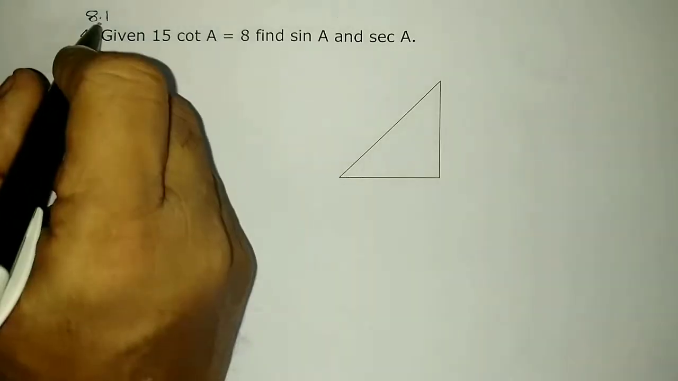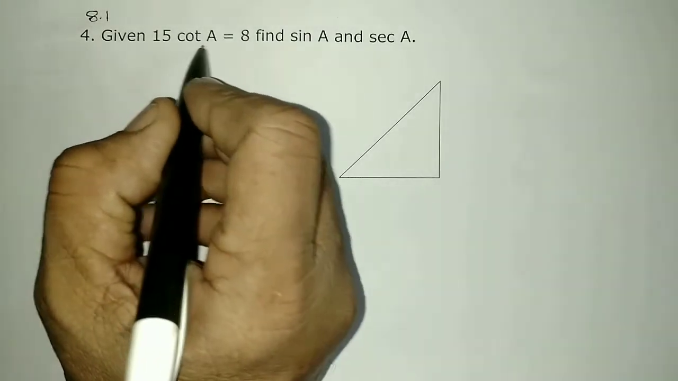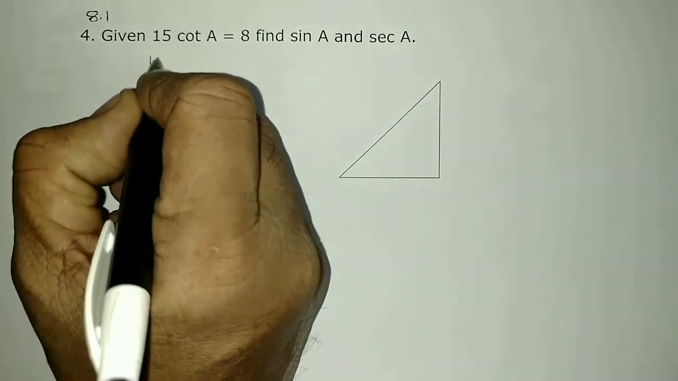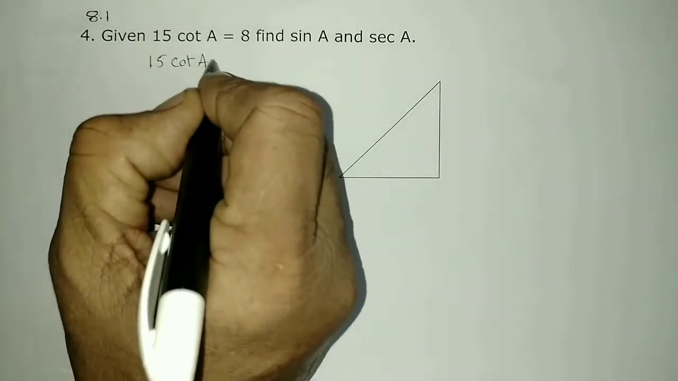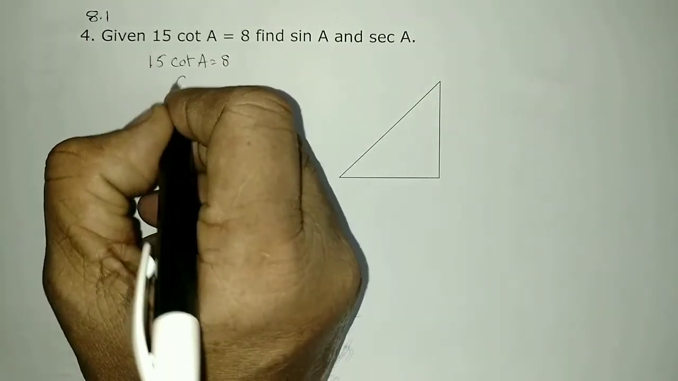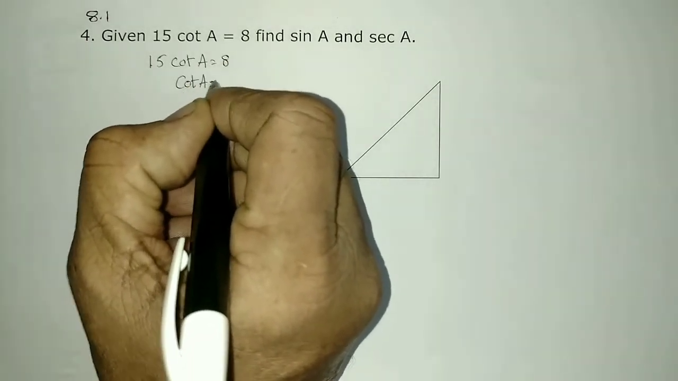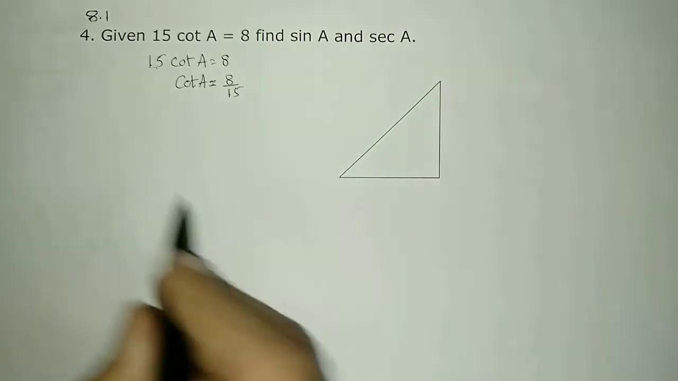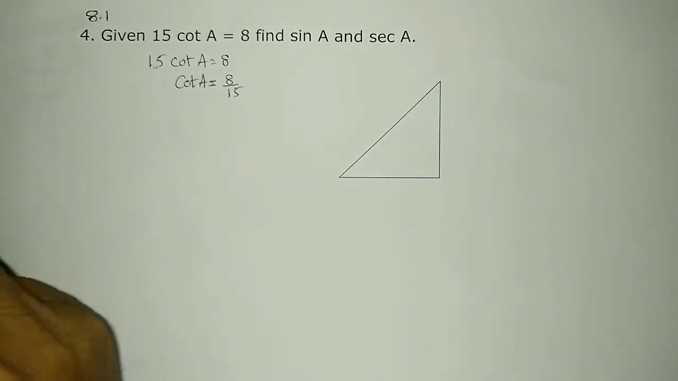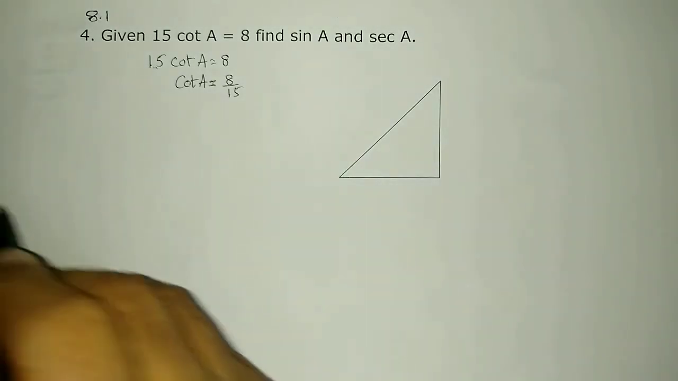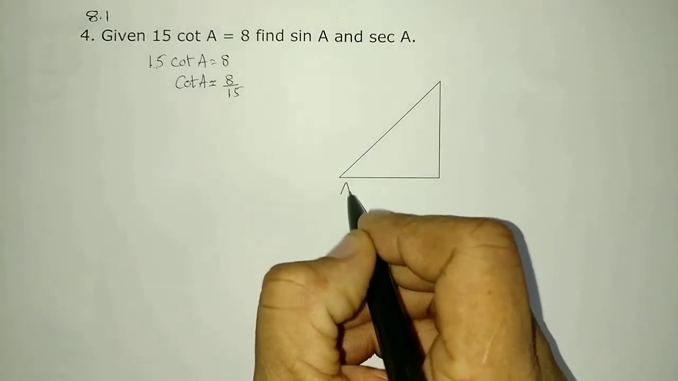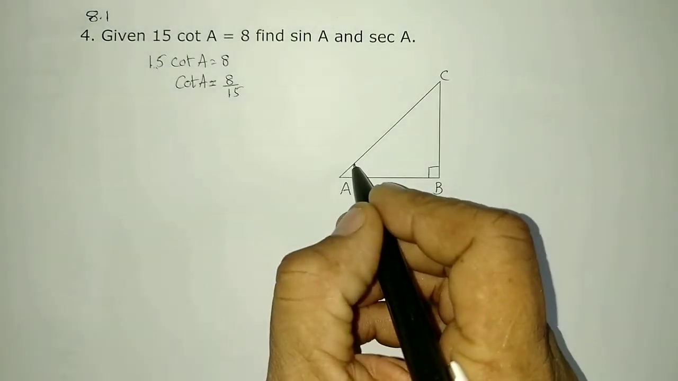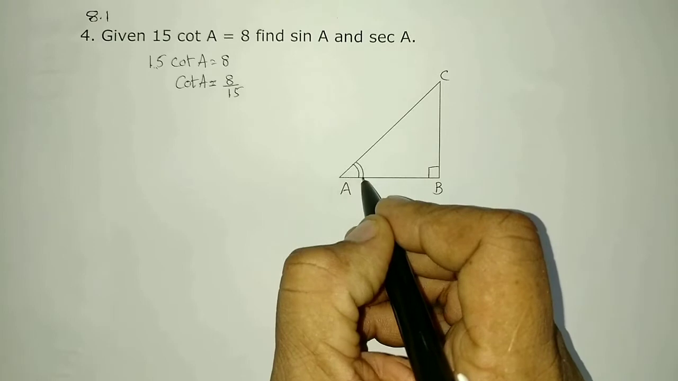So 8.1, fourth problem. Given 15 cot A equal to 8, find sin A and secant A. From 15 cot A equal to 8, we get cot A equal to 8 by 15, if you transpose 15. Cot A means adjacent side of angle A by opposite side of angle A. So first we draw a right angle triangle with angle B equal to 90.